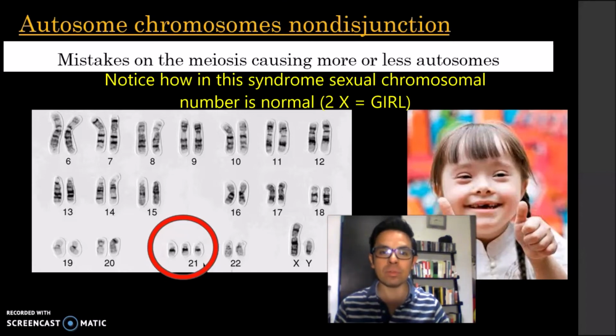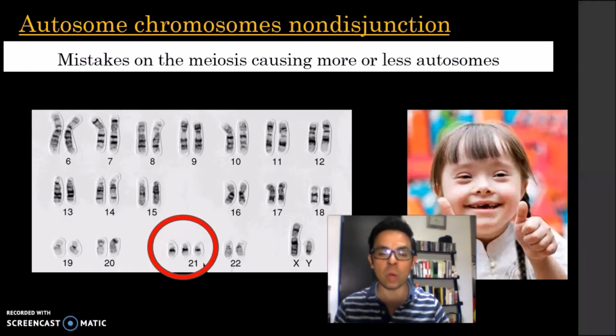The previous examples were just happening in sexual chromosomes, but in the case of this next syndrome, it will be happening in the chromosome number 21. It is also known as trisomy 21 or Down syndrome. The name is going to explain easily how the genotype will be affected. We will have 3 chromosomes 21 instead of just 2.